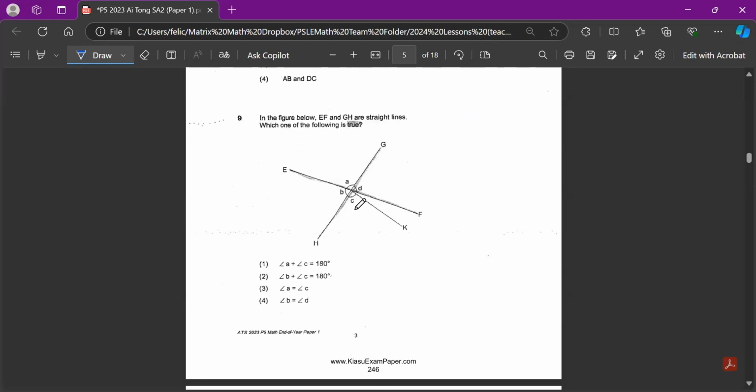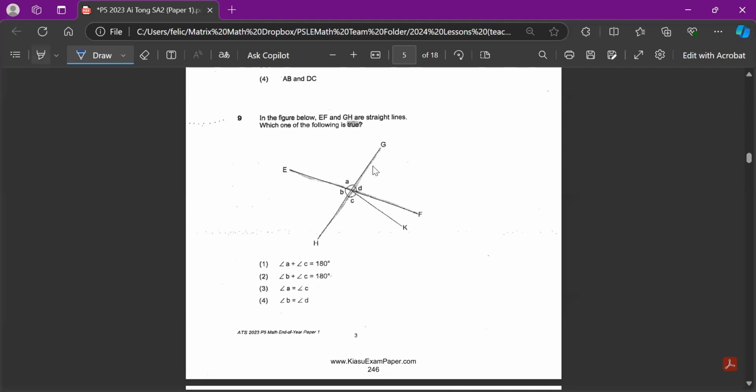Okay, next one, this is on angles. They say EF and GH are straight lines. Which of the following is true? Straight lines are a very good reference in angles, because they could give vertically opposite angles. You could also have angles on a straight line, which add up to 180 degrees. So let's look at the options first. They say angle A plus angle C is 180 degrees. A and C, that's definitely out.